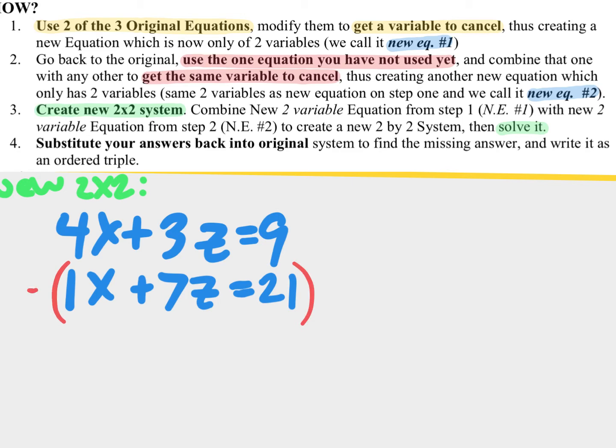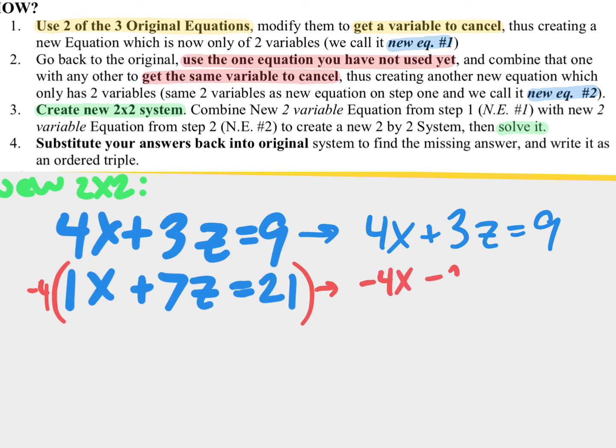Okay. So the top one, we're just going to leave it exactly the same, all right? Let me rewrite that one since I'm not doing anything to it. 4x plus 3z equals 9. The bottom one we are changing by multiplying by -4. That'll be a -4x, that'll be a -28z, and that'll be, what is that, -84. Okay, so we have manipulated that bottom one.